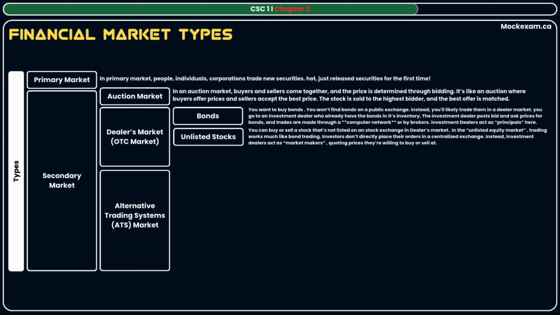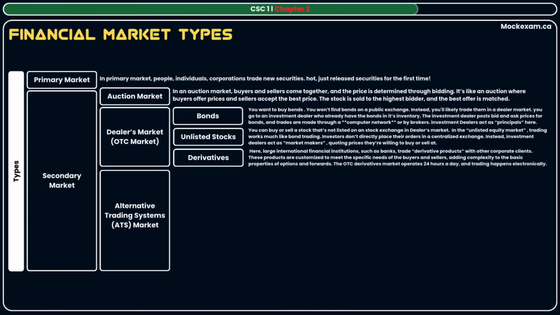The third type of dealer's market is OTC derivatives market. A very specialized part of the OTC market is OTC derivatives market. Here, large international financial institutions such as banks trade derivatives products with other institutions or corporate clients. These products are customized to meet the specific needs of the buyers and sellers, adding complexity to the basic properties of options and forwards. We will definitely get into derivatives in detail. This is just an overview here. The OTC derivatives market operates 24 hours a day and trading happens electronically without the need for face to face negotiations. Now, let's get to ATS.